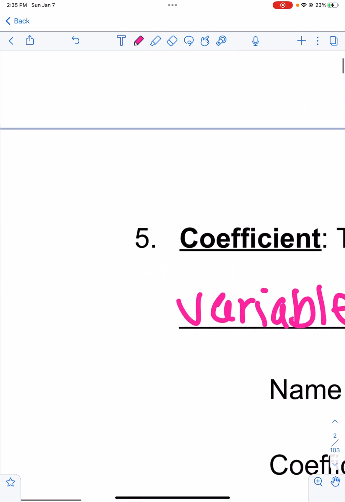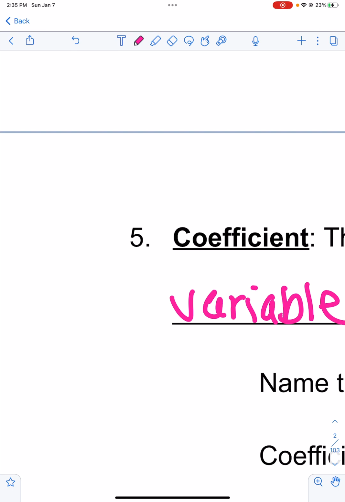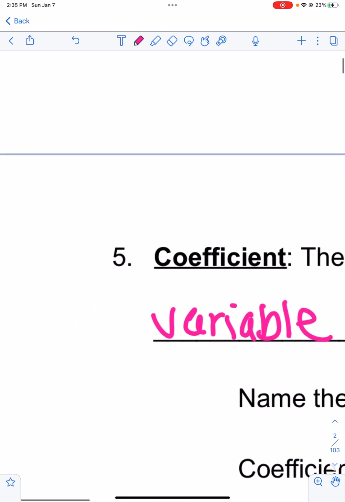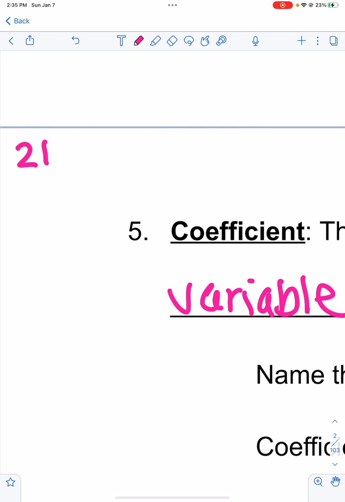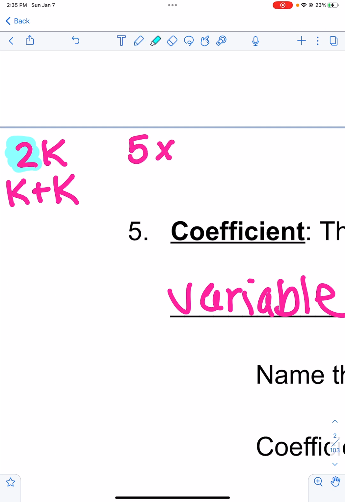Let's look at some examples. We just looked at one that was 2k. What this means is k plus k. Instead of writing k plus k, we just write it as 2k. So 2 is the coefficient. If I said, what is the coefficient? You would say 2. What do you think the coefficient is for 5x? It would be 5. So 5x means x added together 5 times.